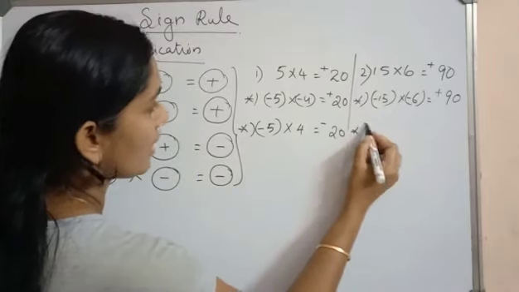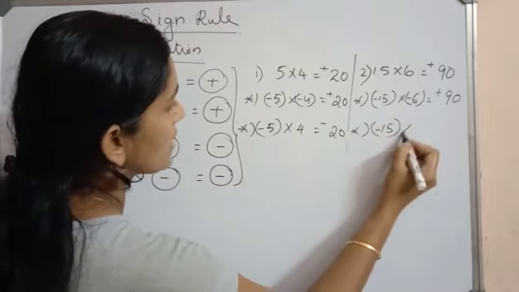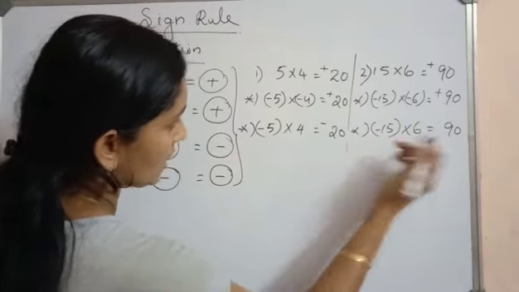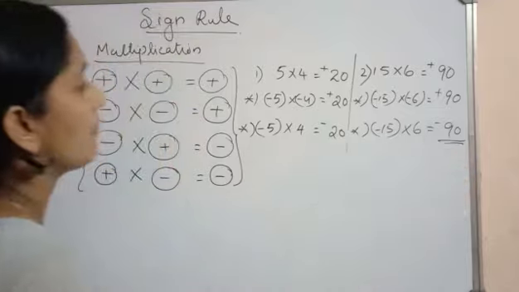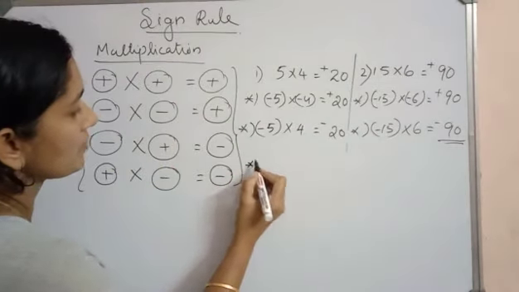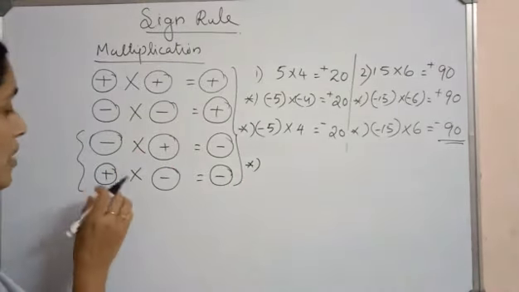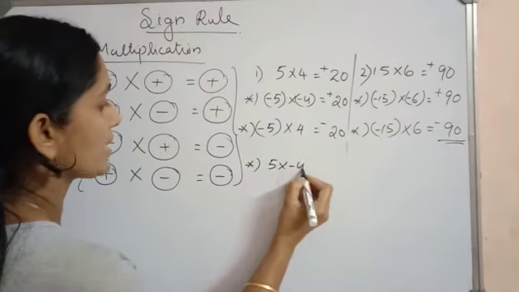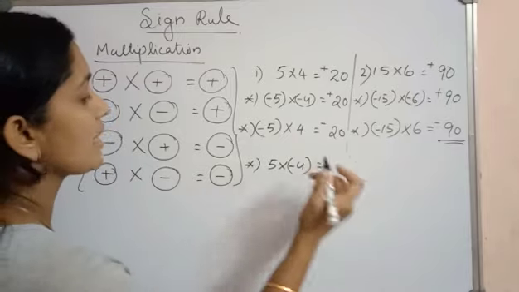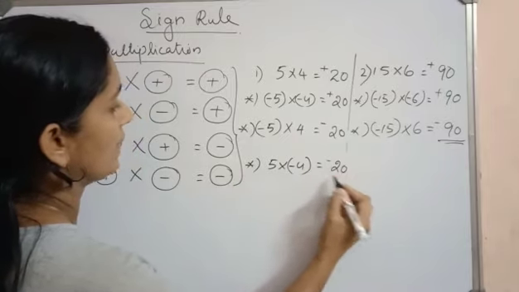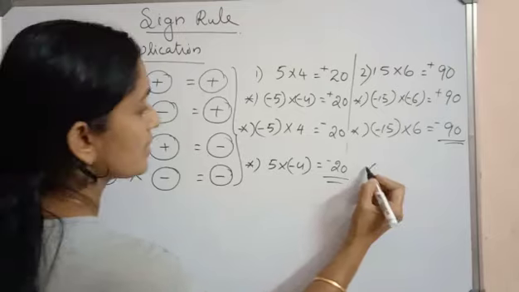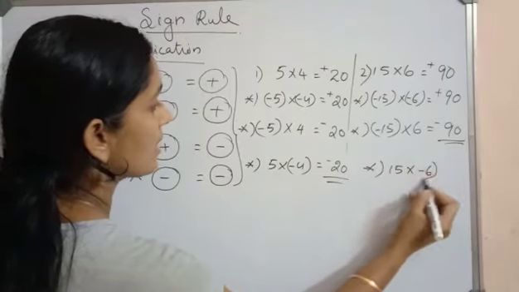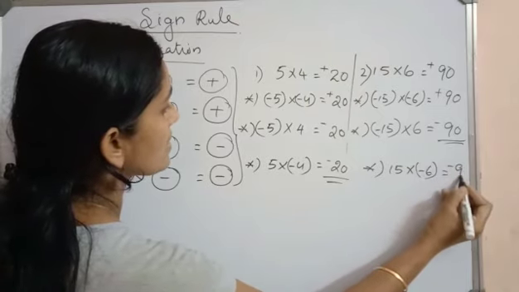Here also the same way. Minus 15 into 6 gives you the answer 90. Since one number is negative, your final answer is negative. Now let's see the last one. Whenever you are multiplying a positive number with a negative number, that is 5 into minus 4, your final answer is negative. This will be minus 20. Now the second one, the same way, 15 into minus 6 gives you the answer minus 90.